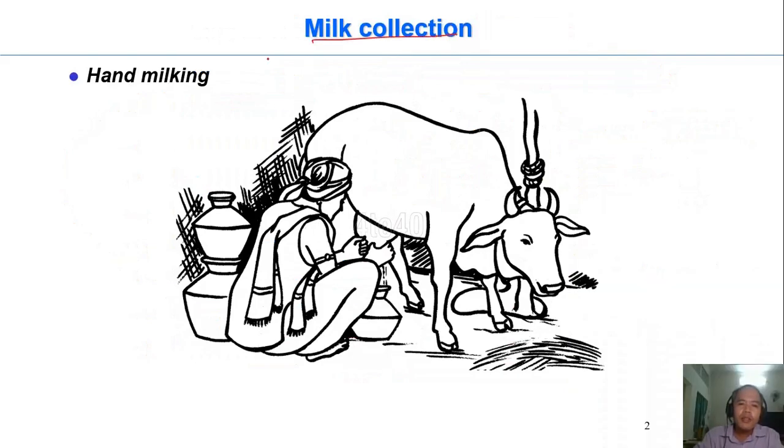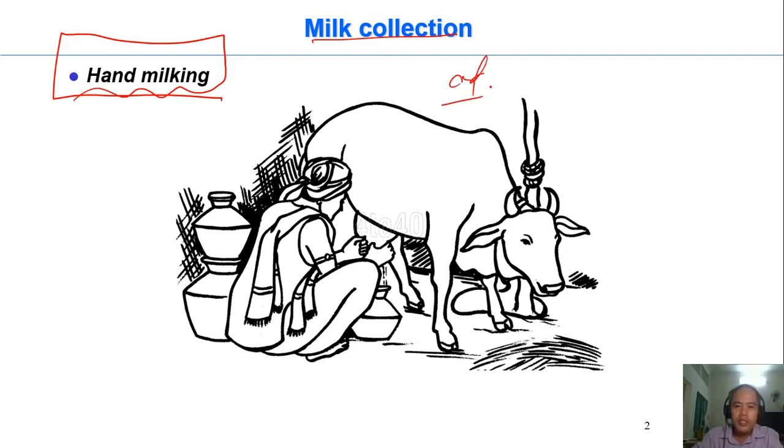Milk can be collected by this traditional method, hand milking. So we use just the hand to take milk from the cow. What are the advantages of this method? The advantage is that it is relevant for small farms. For a household with several cows, it's suitable.